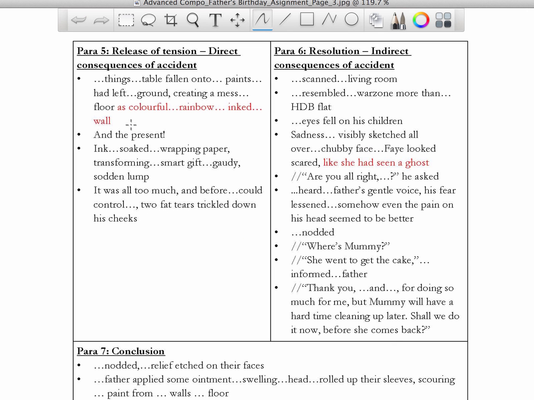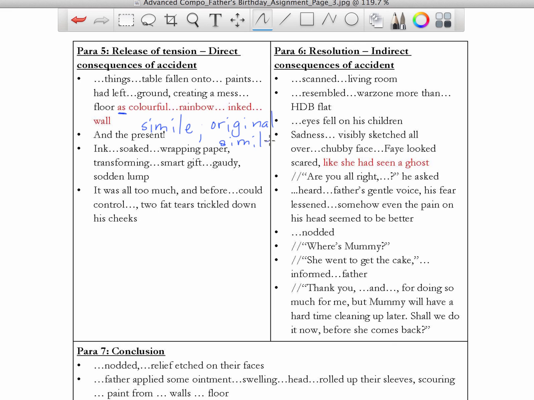In paragraph 5, we have one figure of speech. "As colorful as the rainbow they had inked on the wall." What do you think this is? Yes, the word "as" again is a giveaway, right? So this is actually a simile. Okay, and take note, this is not just any simile, but an original simile.